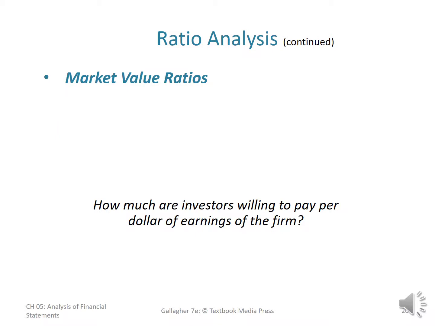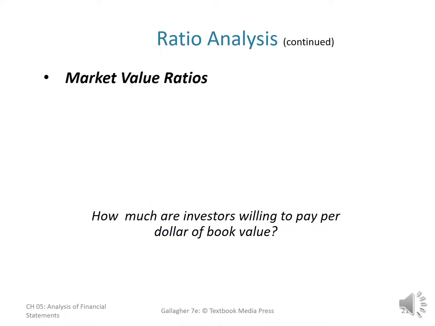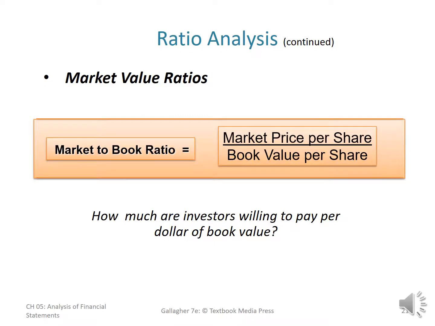Market value ratios. Price to earnings ratio is market price per share divided by earnings per share. It measures how much investors are willing to pay per dollar of earnings of the firm. Market to book ratio is market price per share divided by book value per share. It measures how much investors are willing to pay per dollar of book value.